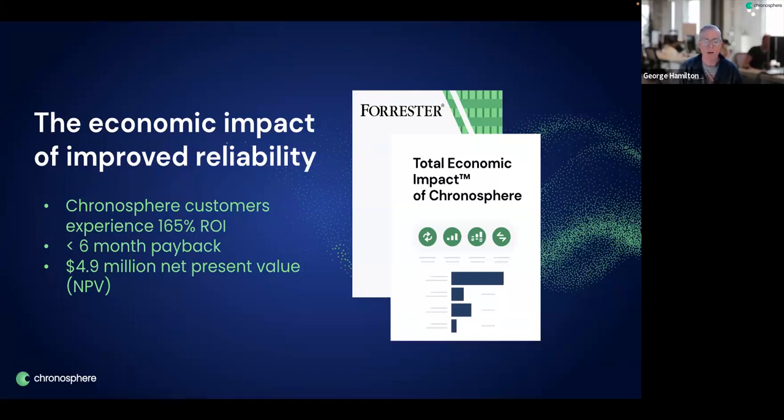Because when we were doing this economic impact study with Forrester Research, I think our thinking going into it was that the data volume reduction would probably be the biggest driver of cost savings. And it actually turned out reliability of the platform was. So the high level numbers were that customers had 165% return on investment with Chronosphere, and they got that payback within 6 months with a net present value of 4.9 million.